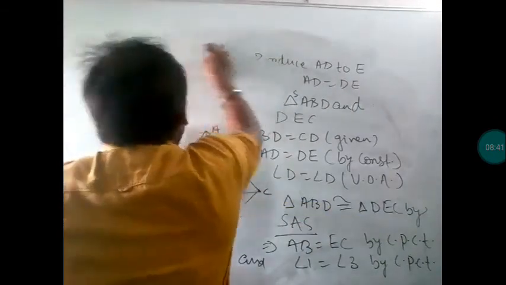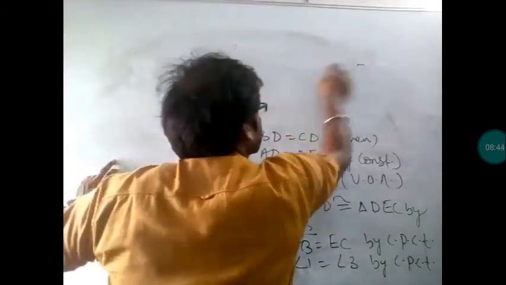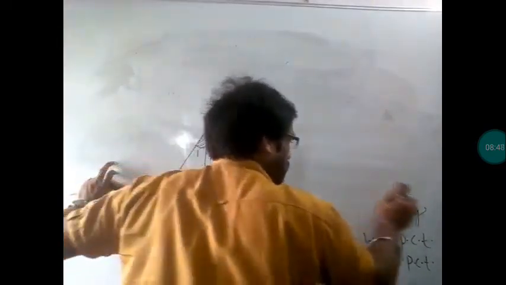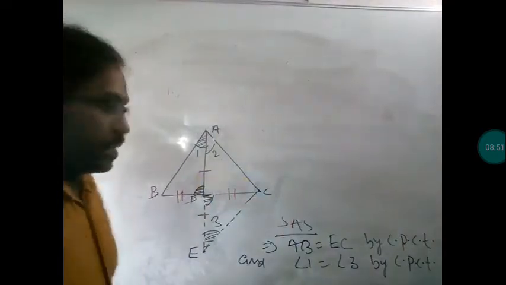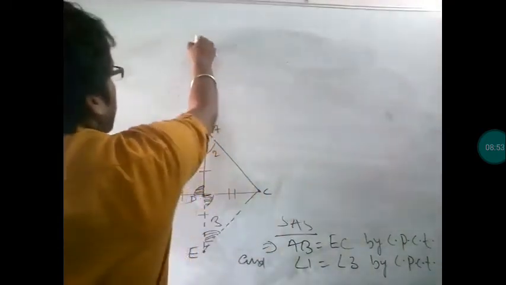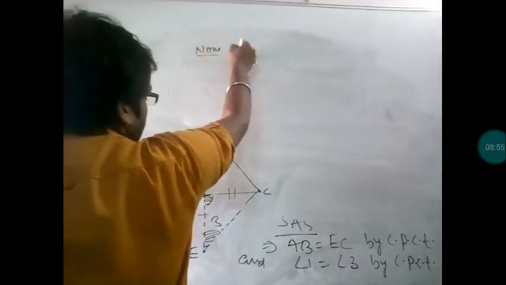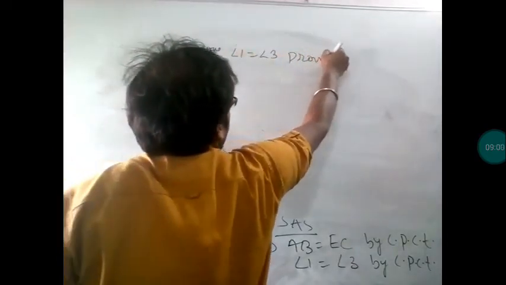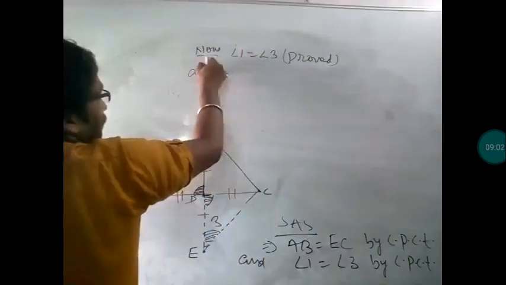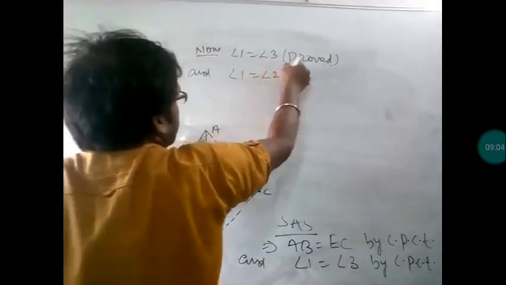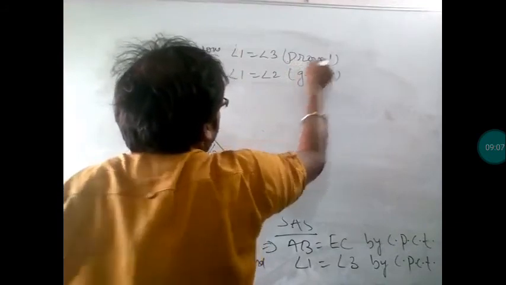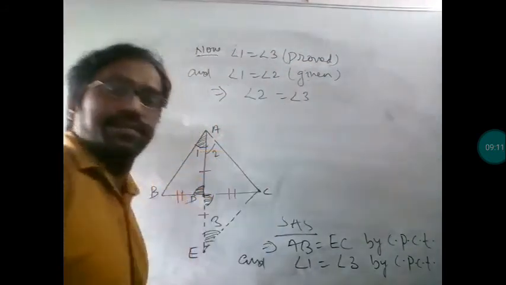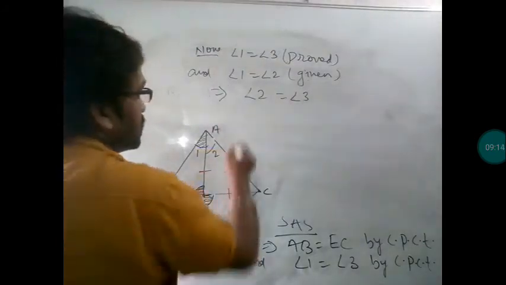Okay, now see this. Angle 1 is equal to angle 3, but at the same time angle 1 is equal to angle 2 also. It is given that AD bisects the angle, that means angle 1 is equal to angle 2. So from these two parts we can say that angle 2 is equal to angle 3.